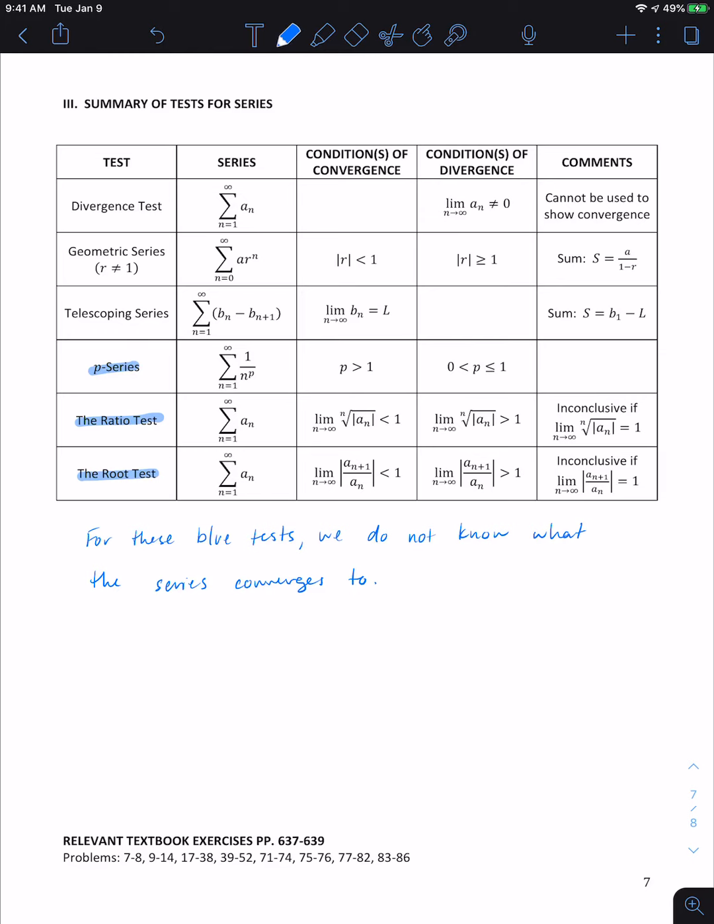We only know that it does converge if it satisfies certain conditions, or it diverges if it satisfies certain conditions, but we don't know what it converges to. And for the middle two here, we do know exactly that it converges, and we know exactly what it converges to. That's what these formulas tell us. So that's a nice little overview of series. Thank you.